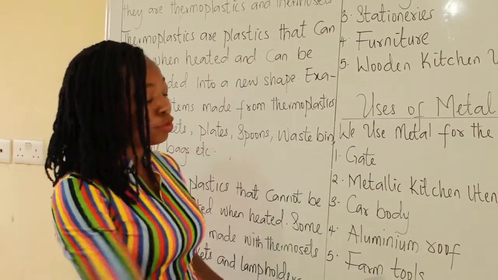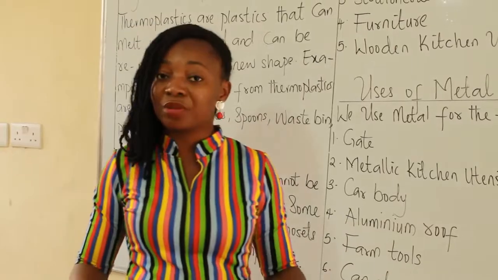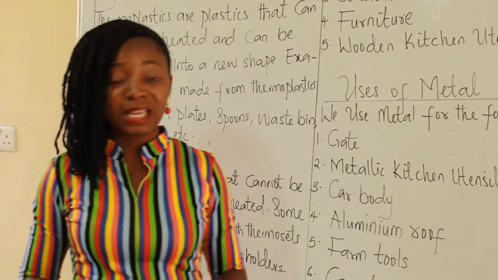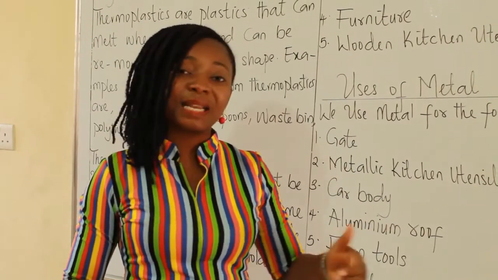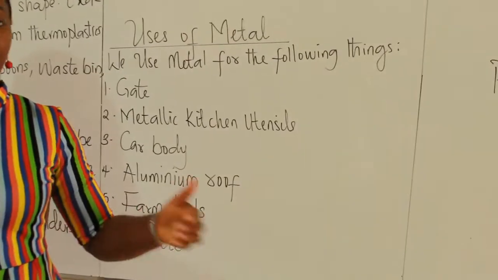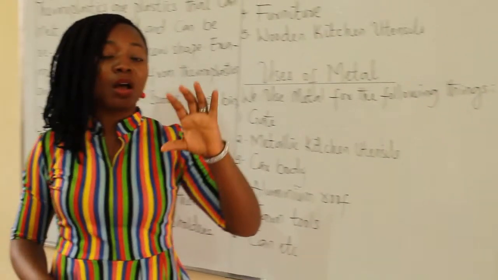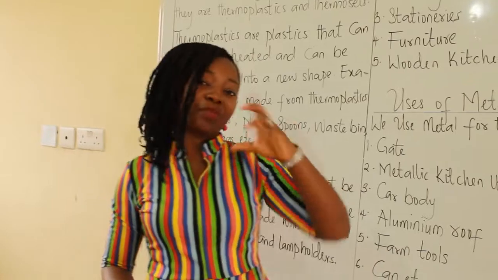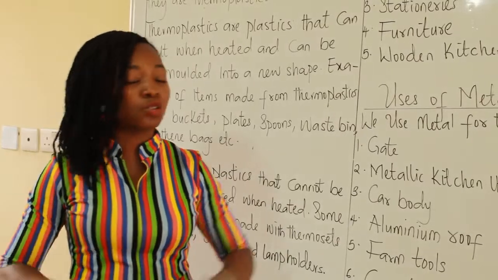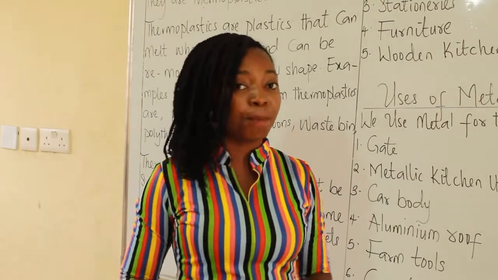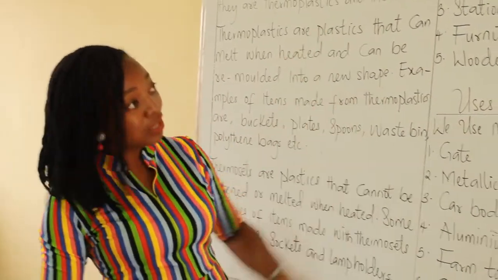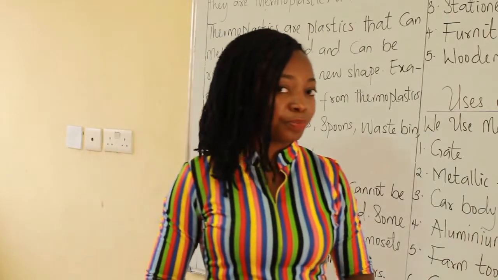Number five, farm tools. Majority of our farm tools are made from metallic materials, for example, the cutlass and the rake. And finally, cans. The cans of our drinks, like the Maltina can we used as an instance, are made from metals. And all these are uses of metals, and so many more. If you look around the house, around the class, you see different items, just like the whiteboard, which is made of metal.